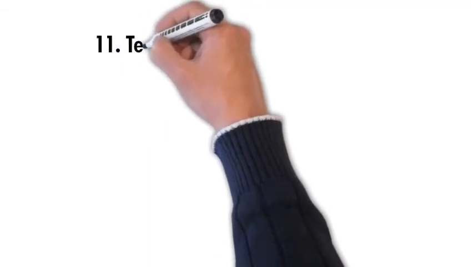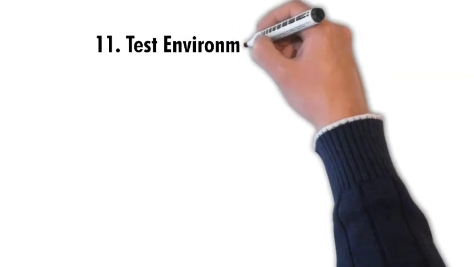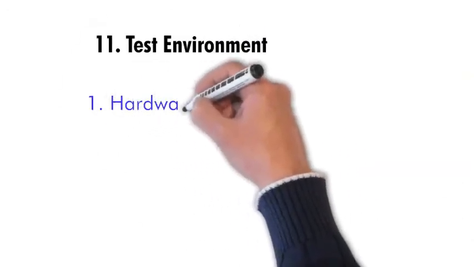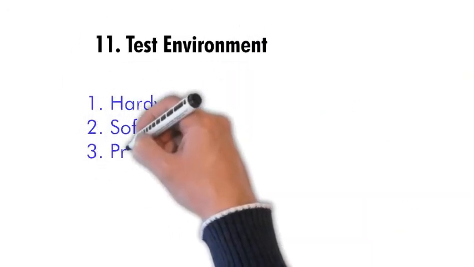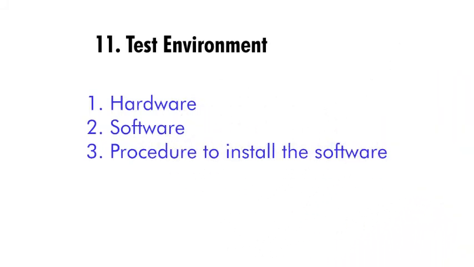Next is test environment. In which test environment you're going to test the application, like hardware. In hardware, which server, which client you're going to use, how much RAM, what processor. Then software. In software, for servers, which OS, which web server, which application server, which database server, etc. If a client is there, then which OS, which browsers. Everything you have to specify in the test plan.